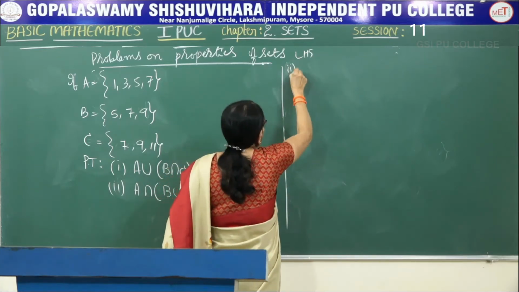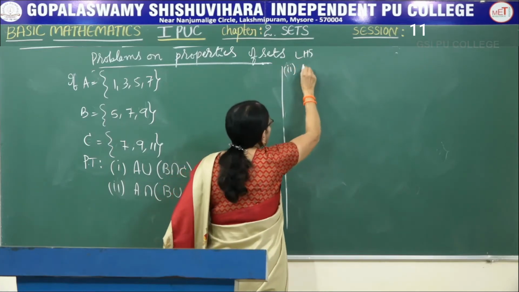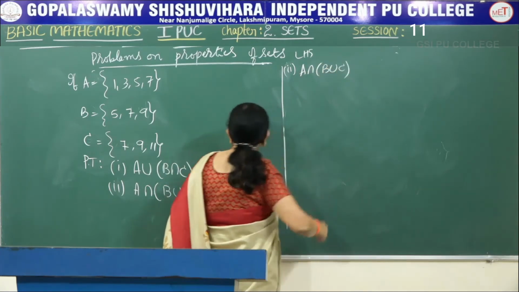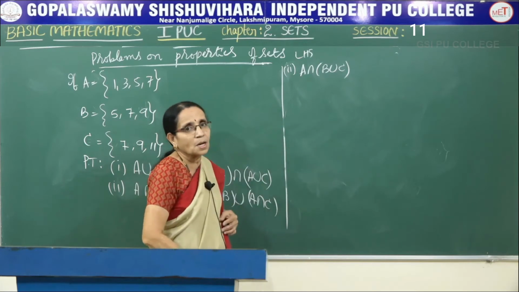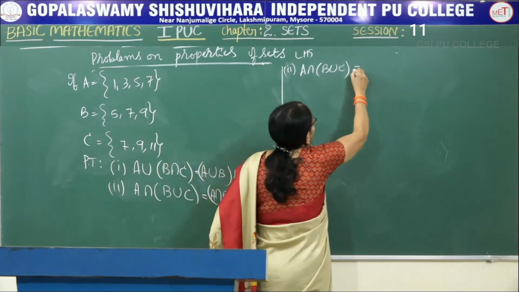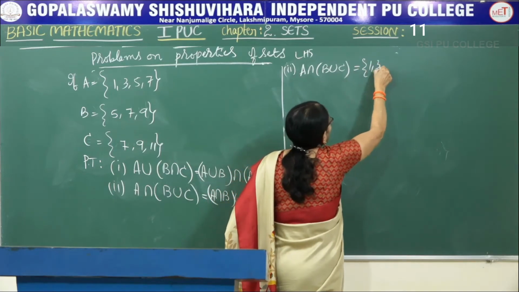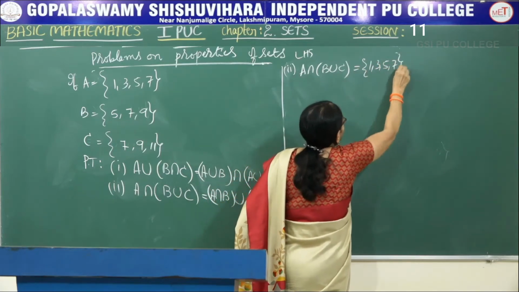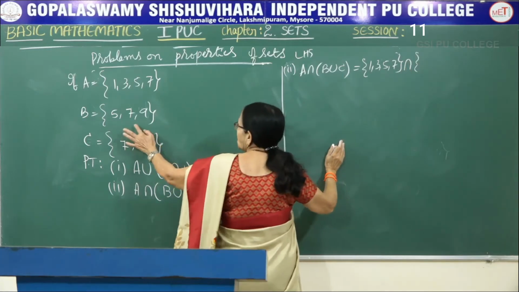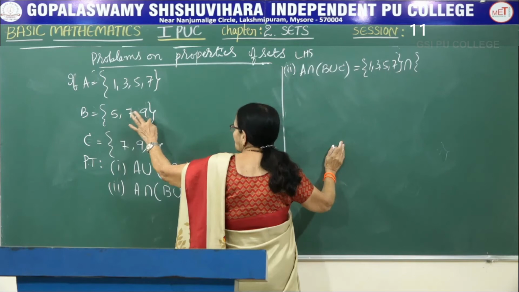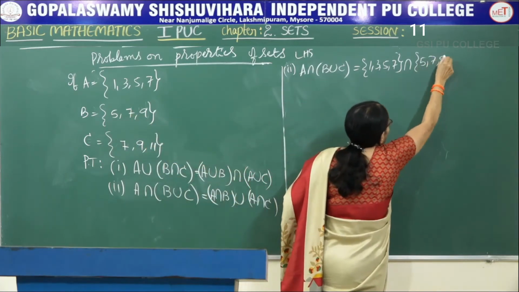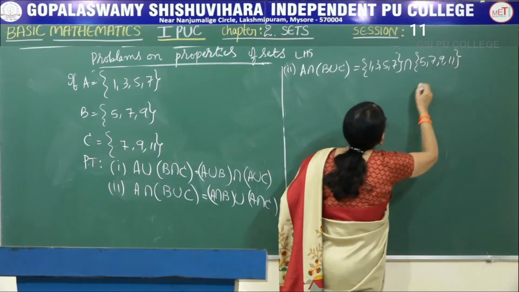That is left hand side. Again, it is A intersection B union C. First I am taking intersection, then I am taking union. That is, first write the set A. What is A here? 1, 3, 5, 7. Then intersection B union C, 5, 7, 9 and 11.